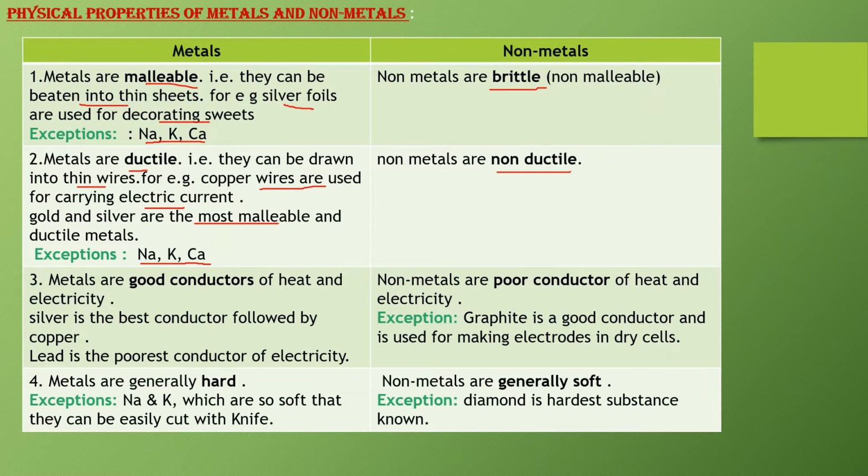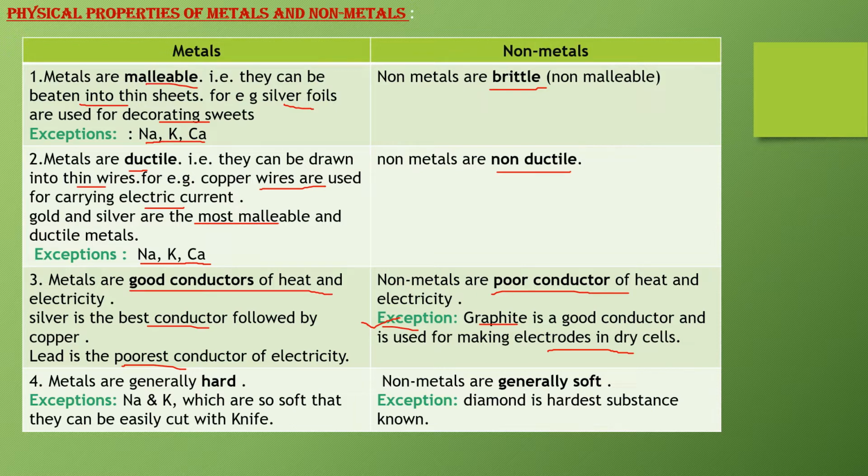Third property is that metals are good conductors of heat and electricity. Silver is the best conductor, very important point, and lead is the poorest conductor, again an important point. On the other hand, non-metals are poor conductors of heat and electricity. Here exception is graphite. Graphite is the allotropic form of carbon and it is a good conductor. That is why it is used as electrode in dry cells. Now look students, you have to learn the exceptions because exceptions are more important in physical properties.